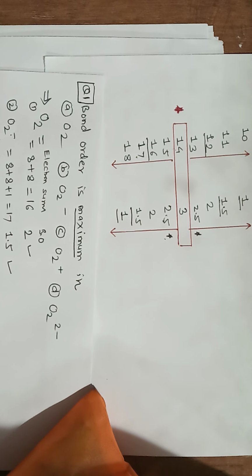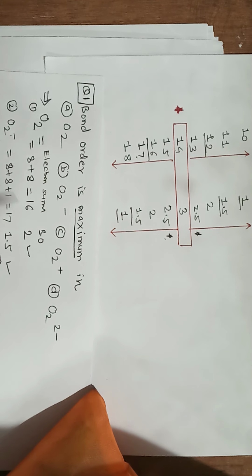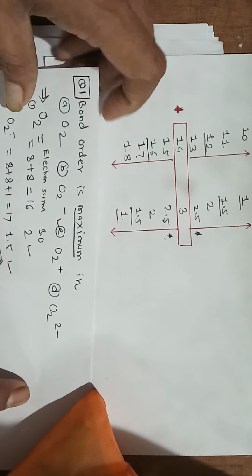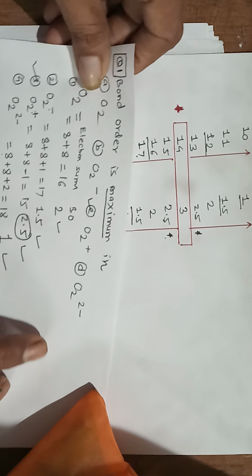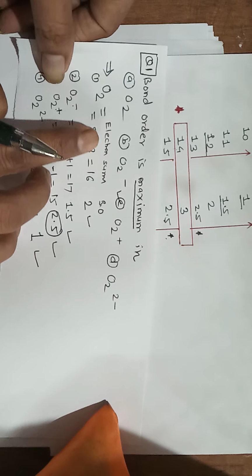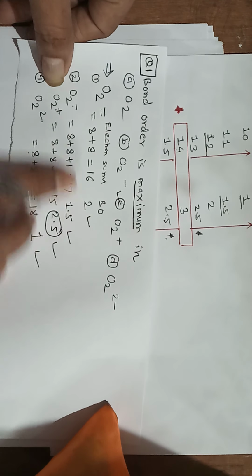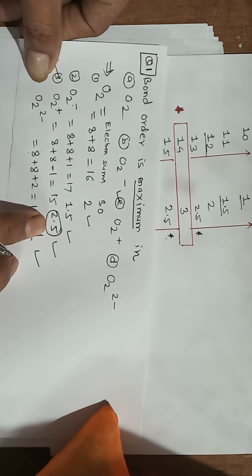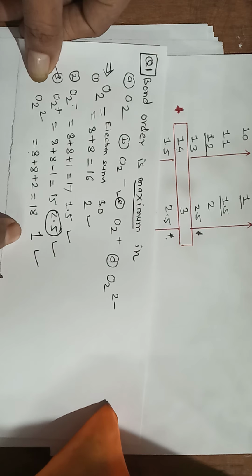So who is having the maximum bond order? Our answer is 2.5 is the maximum, and that is for O2 plus. So that is your answer. To find out this answer, we require only a few seconds. I again repeat, oxygen has bond order 2, O2 minus has bond order 1.5, O2 plus has bond order 2.5, and O2 minus 2 has bond order 1. So O2 plus has the maximum bond order, 2.5.